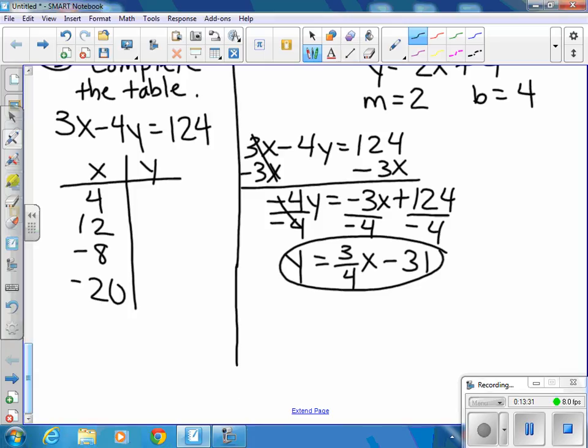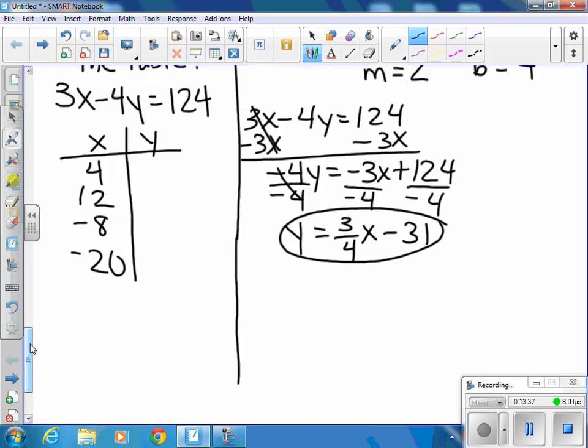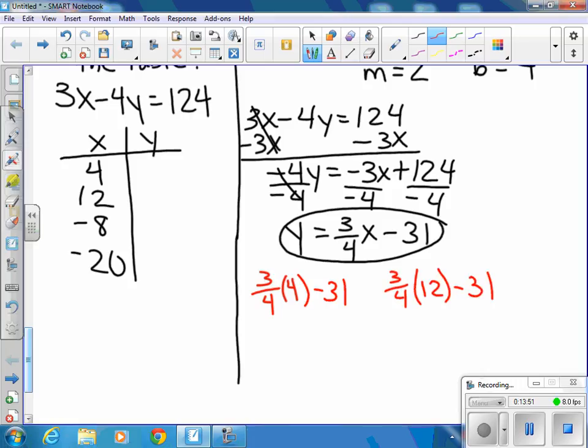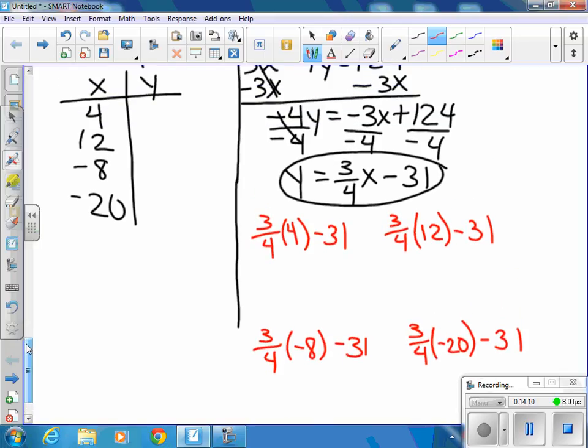And you can do this as easily as just replacing the same number throughout your equation, right? So now that I've got it y equals, I know my x's, so literally take and replace the x each time with the number. So I'm going to replace it with 4. I'm going to replace it with 12. I'm going to replace it with negative 8, and I'm going to replace it with negative 20. And the nice thing about these numbers is that the fraction is compatible with the numbers, so the fraction is going to go away. So you won't end up with any fractions in your answers.